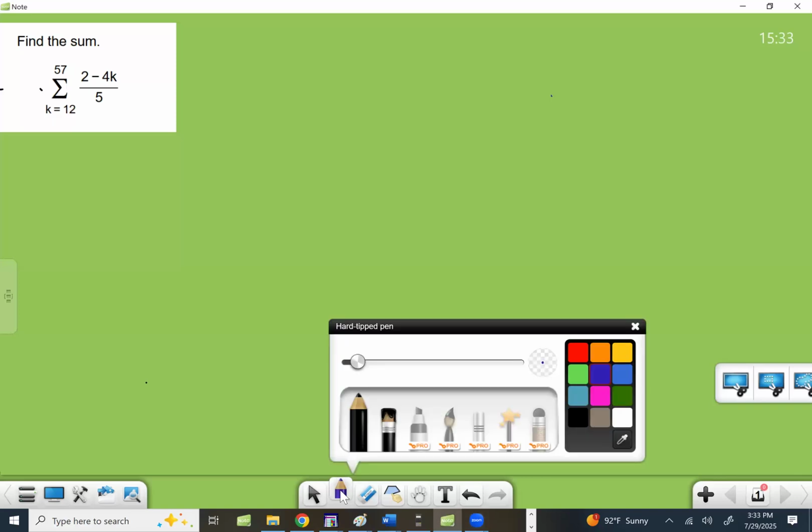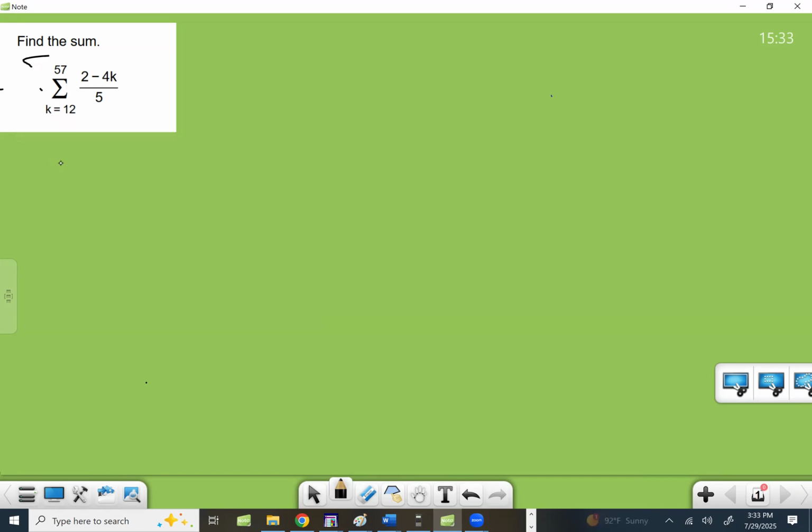All right, let's take a look at this problem from 8.2. I'm going to write out a few terms just so that we can see what's going on here. Notice that our lower limit is 12, so that's going to be the very first number that we substitute in. Then a 13, 14.